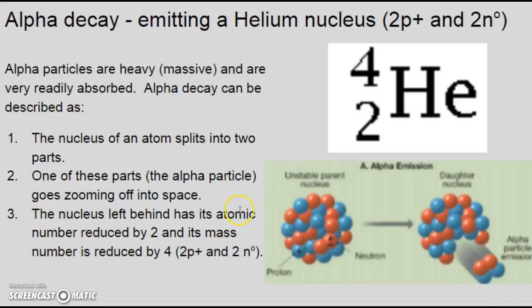The nucleus left behind has its atomic number reduced by 2, right? Atomic number loses 2, reduced by 2. And its atomic mass is reduced by 4, right? We're losing both 2 protons and 2 neutrons. So we're going to start taking this into account when we start doing problems here. And we'll do a problem coming up.